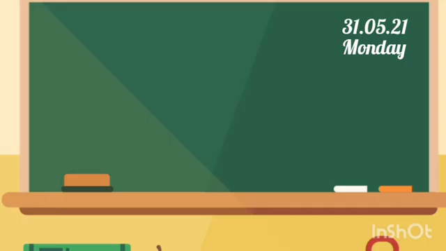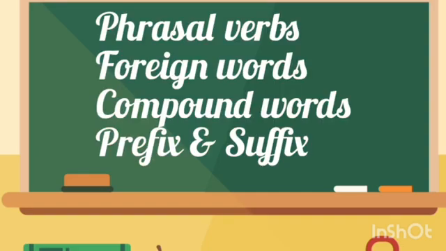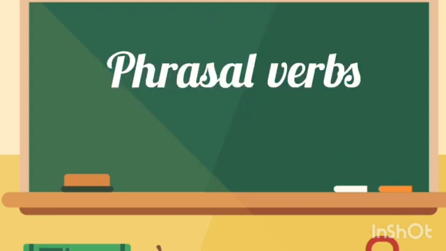In the previous class, I gave you a few examples for clipped words, blended words, definition of a term and idioms, right? So now in this class, let me tell you about some phrasal verbs, foreign words, compound words, prefixes and suffixes, right? Let me start with phrasal verbs. Are you clear?